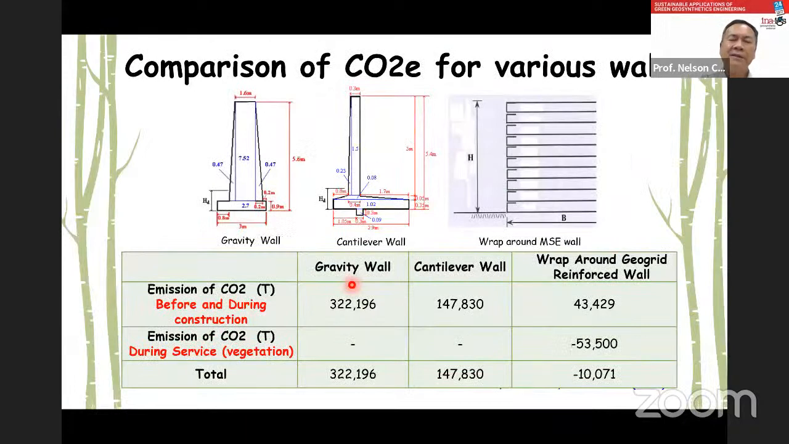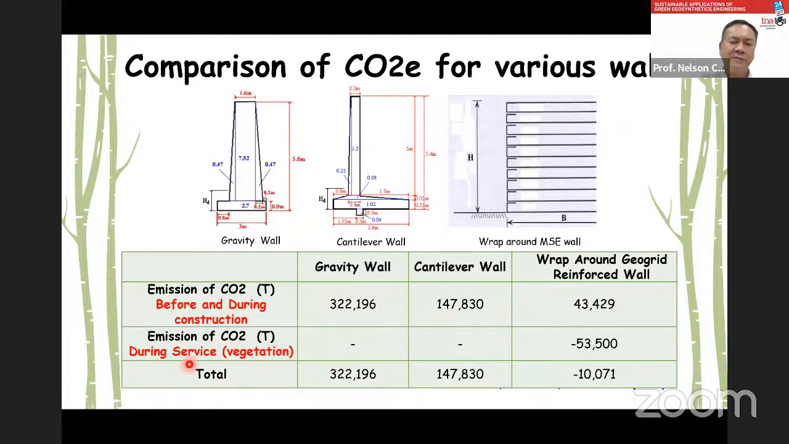Also, I compare the CO2 emission for various walls. This is a paper written by Taiwan Tech students, a master's thesis. It compared the gravity wall and cantilever wall, which are RC walls, and the wraparound geogrid reinforced wall, in terms of carbon dioxide emission before and during construction. Before means during manufacture and transportation, and during construction, probably several months. The gravity wall has 322,000 tons, and the cantilever wall is about half. But the wraparound geogrid wall is much lower compared to those concrete walls.